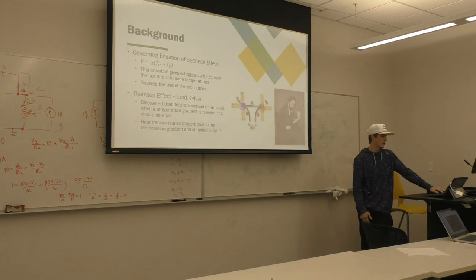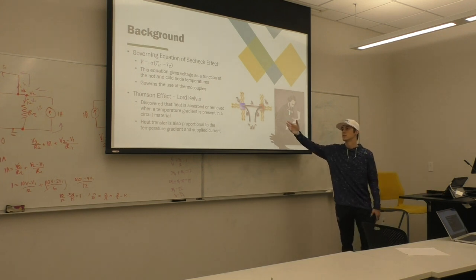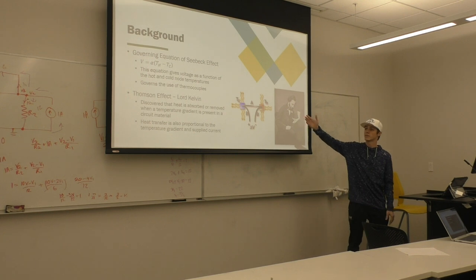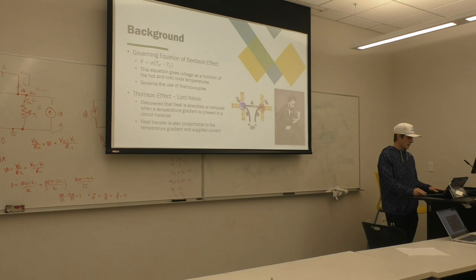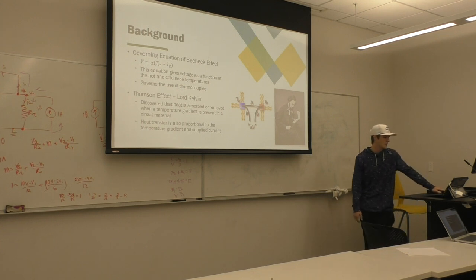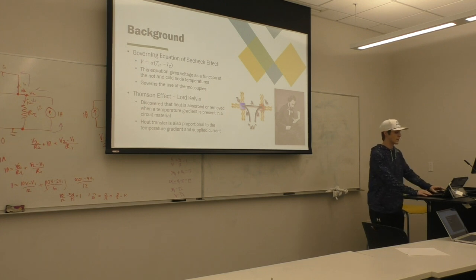So, as I stated earlier, Magnus discovered that this alpha coefficient is used to determine the voltage created from the different temperatures of the metals. And Lord Kelvin, or William Thomson, discovered that using Peltier's developments of applying a voltage and supplying a current to those metals to make heat transfer, the heat is absorbed or removed when a temperature gradient is present in the two dissimilar metals. And that heat transfer, again, is also proportional to the temperature gradient and the supplied current.